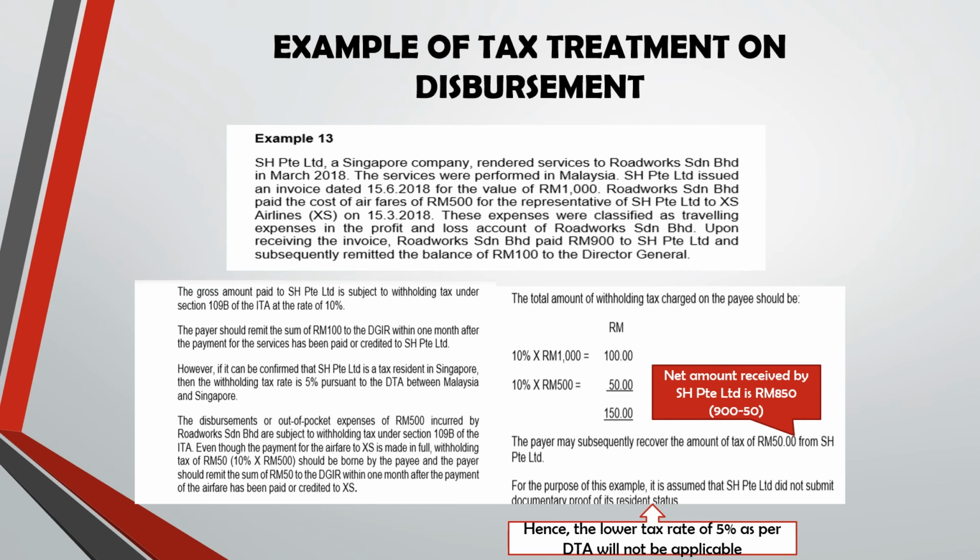For the purpose of this example, it is assumed that the payee did not submit documentary proof of its resident status, so we cannot apply the lower tax rate of 5% as per the DTA.